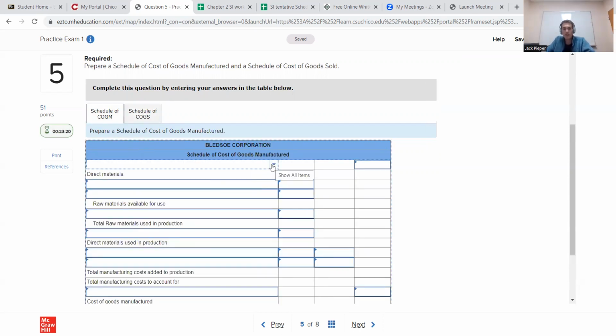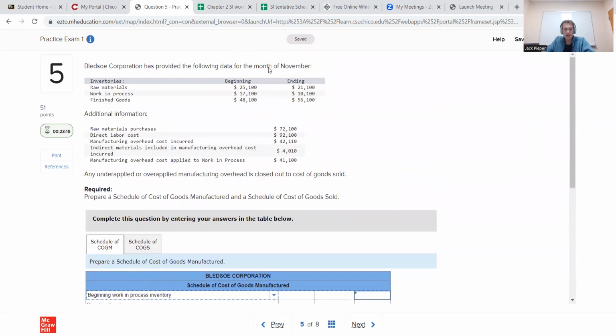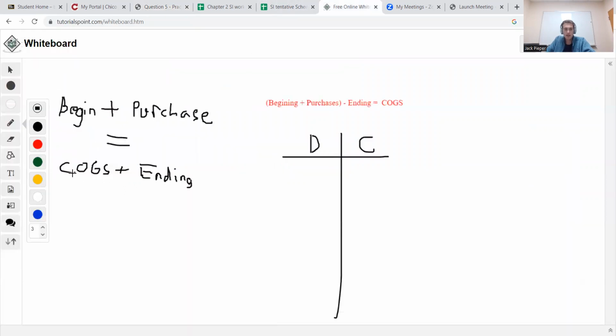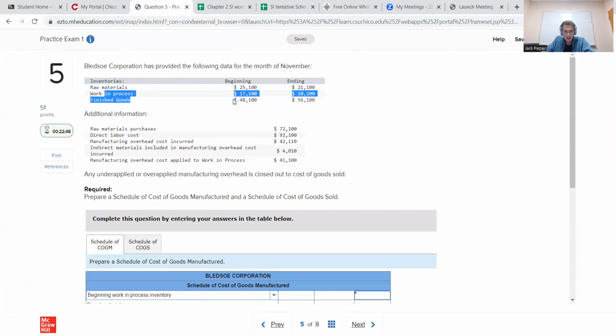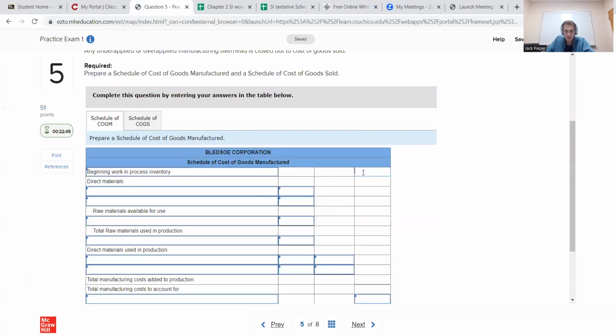But for cost of goods manufactured, we know that it's going to be work in process, beginning work in process. And I want to go back to the whiteboard. Beginning plus purchases equals cost of goods sold plus ending. They might go by different names, but they are the same. It's the same idea. So I'll show you that in a bit. It won't go under cost of goods sold for this, but it will go under materials used. So cost of goods sold or used. But that'll make sense in a little bit. So let's do our beginning work in process, which is up here, 17,100.